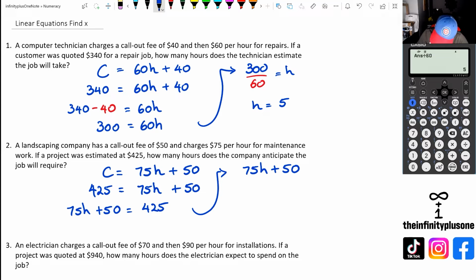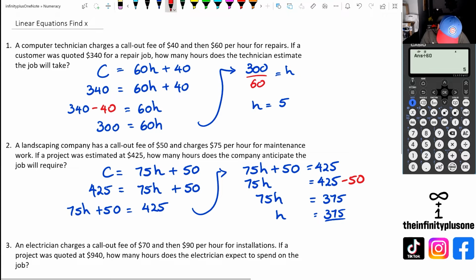So we've got 75H plus 50 equals 425. Then we're going to move the 50 to the other side, so this becomes 425 take away 50, and I've got 75H equals 375. And then H is equal to 375 divided by 75, and that should give me 5. But of course, I do tend to get some really simple questions wrong here. So 375 divided by 75. There we go, that's 5 hours right there.